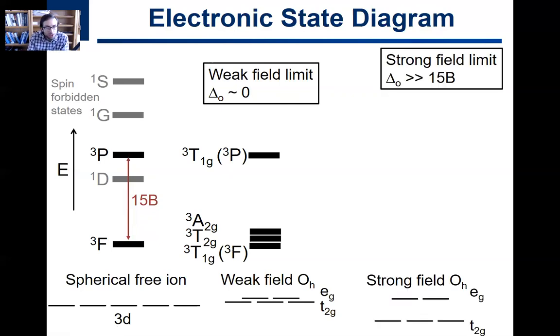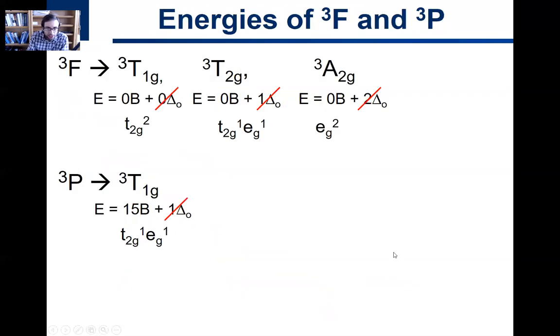Now you're going to go to strong field. This is when you're going to have a meaningful delta O. Delta O is going to be much bigger than this Racah parameter of 15B. Okay, so when we do that, now we have actual splitting and we have to think about delta O. So we include these delta O terms. And what's going to happen? Well, this triplet T1G, triplet F state is not going to change in energy because it's 0 delta O. But these are 1 delta O, 2 delta O, and 1 delta O.